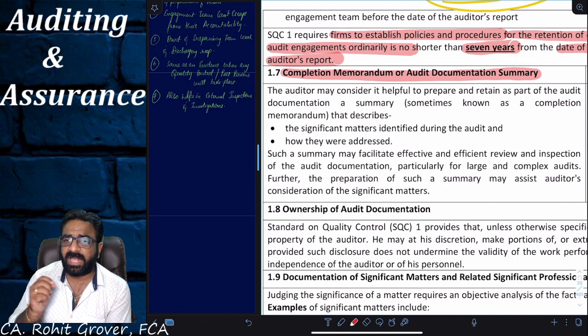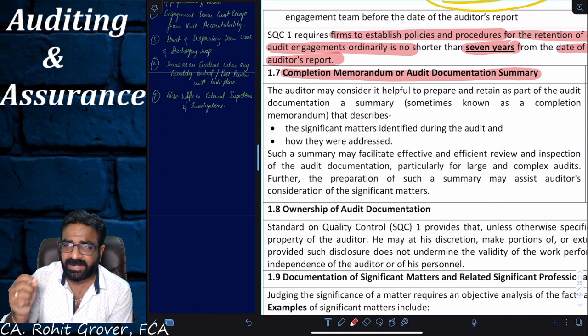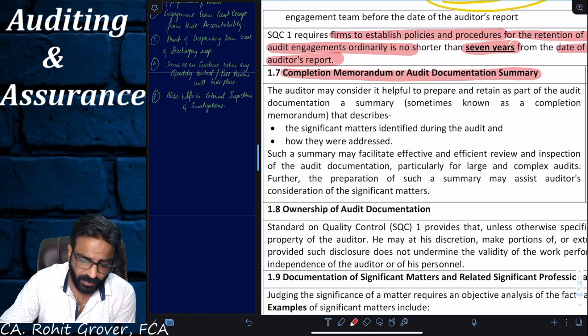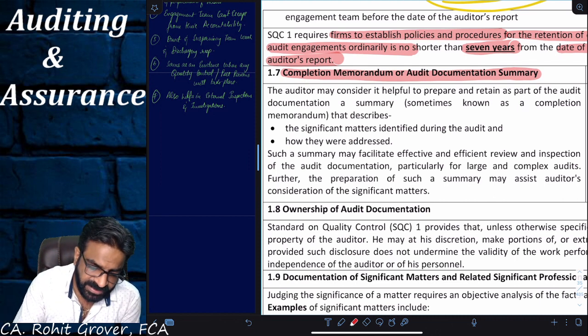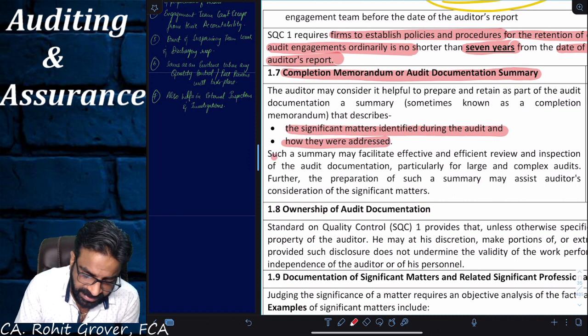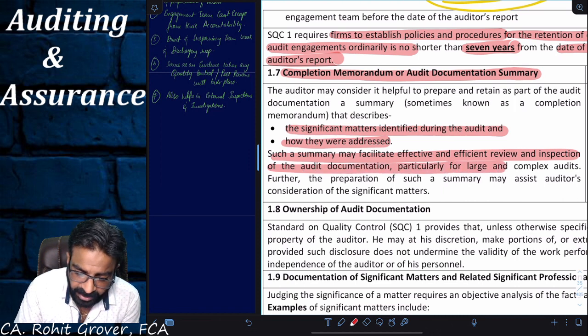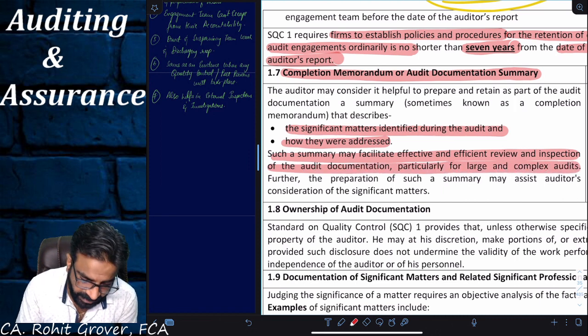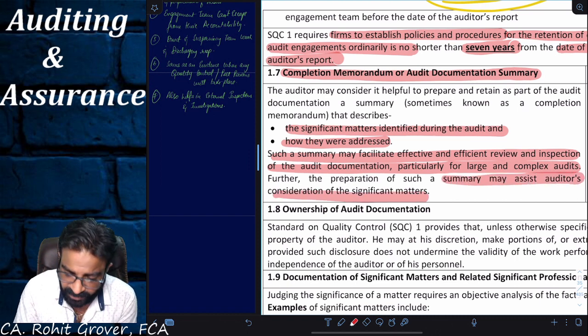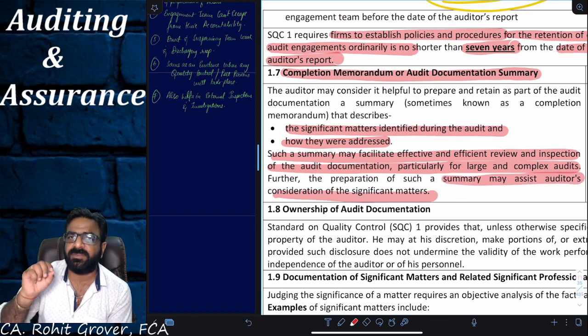Auditor may consider it helpful to prepare and retain as a part of audit documentation what? A summary, sometimes known as completion memorandum, that describes what? The significant matters identified during the audit and how they were addressed. Such summary may facilitate effective and efficient review and inspection of audit documentation, particularly for a large and complex audit. Further, the preparation of such summary may assist the auditor's consideration of significant matters.